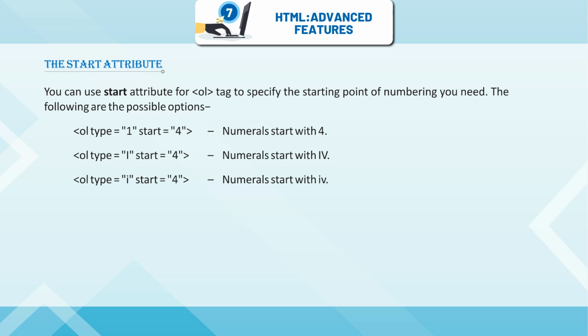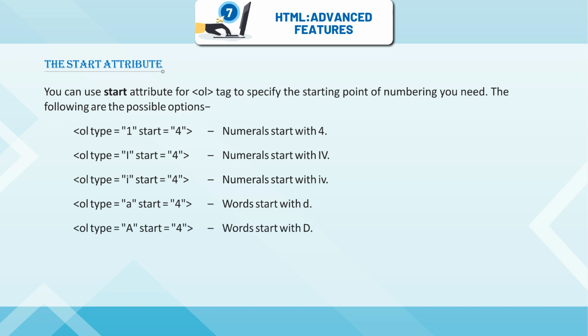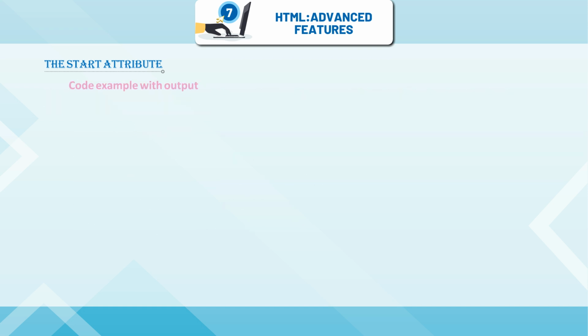Numerals start with I B. Open OL tag, type equals A in double quote, start equals 4 in double quote. Words start with small d. Open OL tag, type equals A in double quote, start equals 4 in double quote. Words start with capital D.